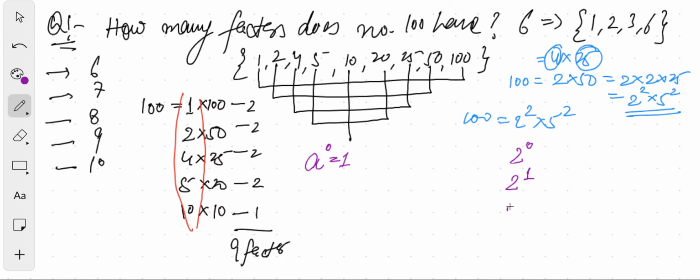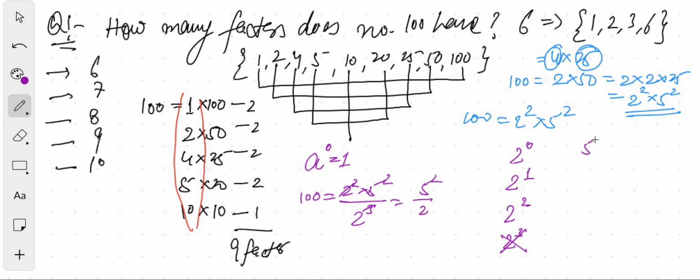The answer is yes. Is 2 raised to the power 2 a factor of 100? Yes, 100 is divisible by 2 raised to the power 2. Is 2 raised to the power 3 a factor of 100? The answer is no, because 100 is 2 square times 5 square, which is not divisible by 2 raised to the power 3, because eventually we are left with 2 in the denominator. So no, 2 cube is not a factor of 100.